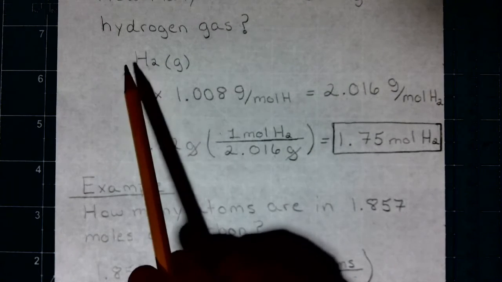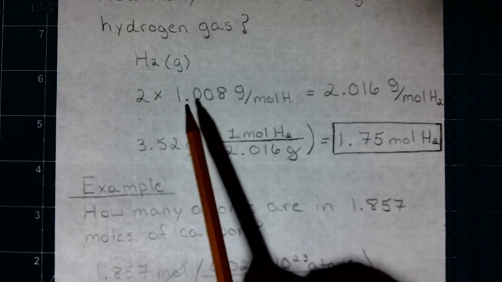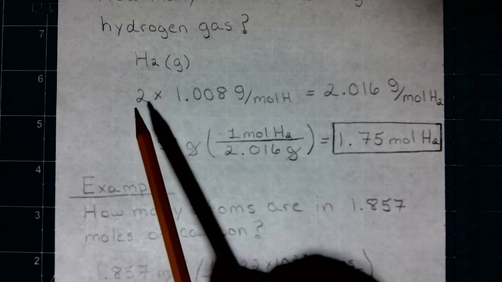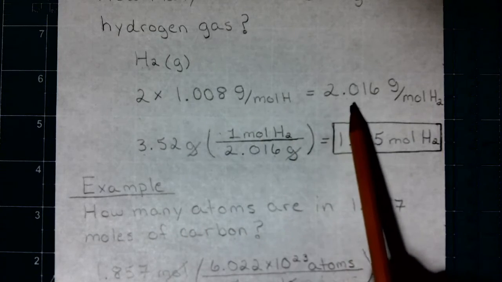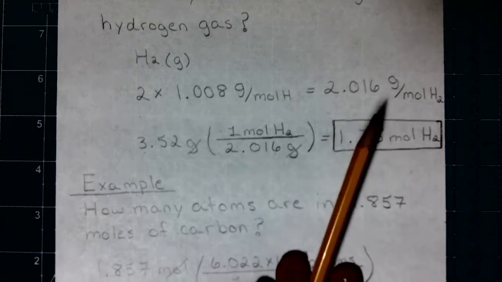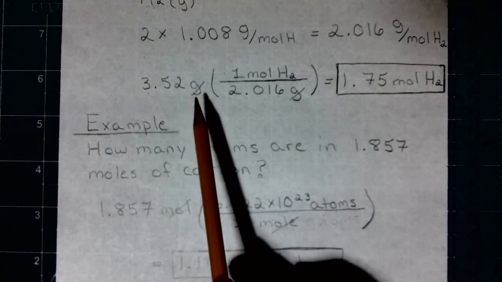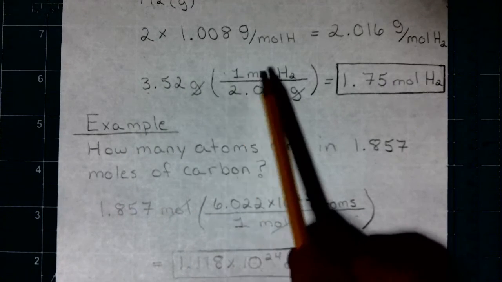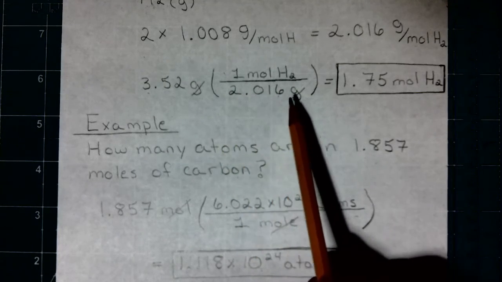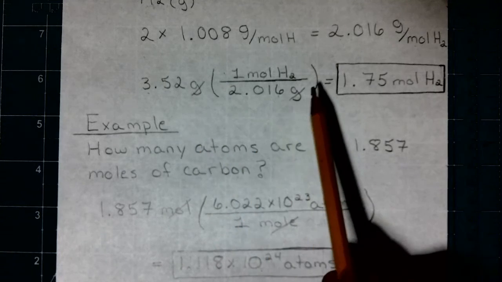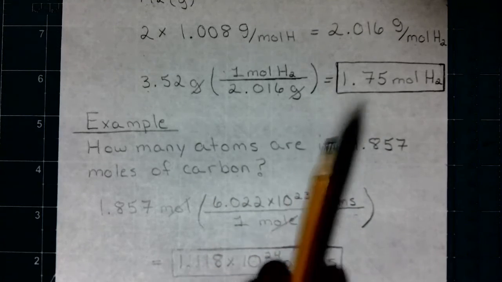To figure out the mass of this, we can see that we have 2 hydrogen atoms. Each hydrogen atom weighs 1.008 grams per mole. We multiply that by 2. We can see that each one of our hydrogen gas molecules weighs 2.016 grams per mole H2. If we have 3.52 grams of it, we will set up our ratio here. 1 mole of H2 gas for every 2.016 grams. Cancel our grams, and we can see that we have 1.75 moles of H2.